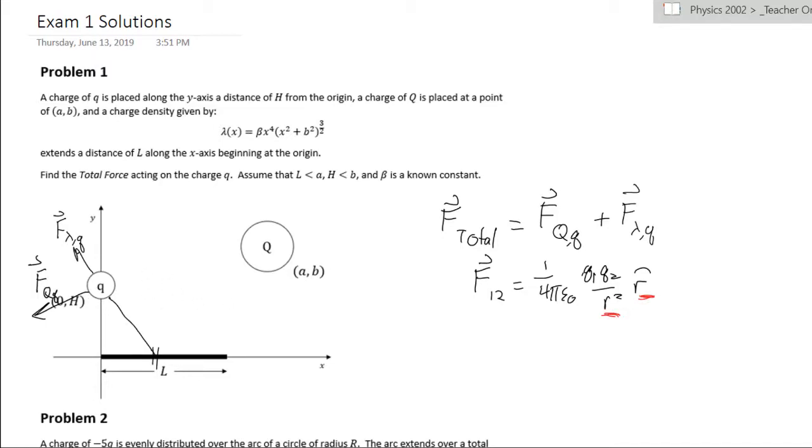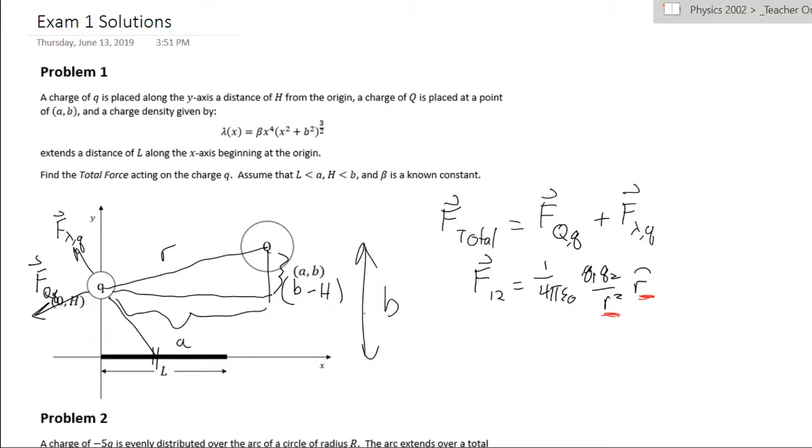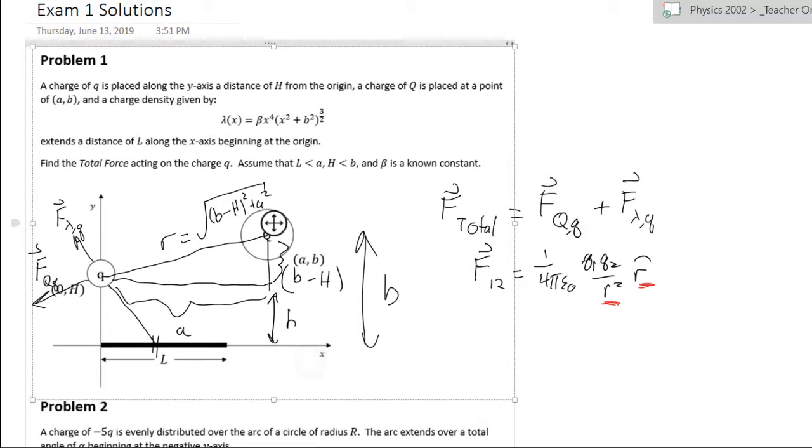And so looking at this for R, this is the distance from the charge Q to the charge capital Q. Okay, so this is going to be R. So this distance right here is a distance of A. This distance right here is going to be a distance of B minus H, because this distance here is going to be B. This is the distance of H. So then we can say that R is going to be equal to the square root of B minus H quantity squared plus A squared.